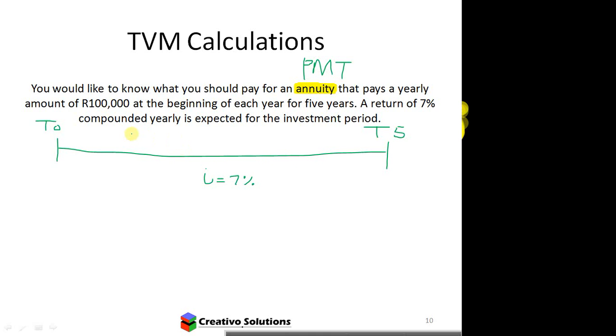Right. What else do I have in the question? I have this. What is that amount? The payment. So where would that be? It would be over time. So you'll have 100,000 there. You'll have 100,000 here.